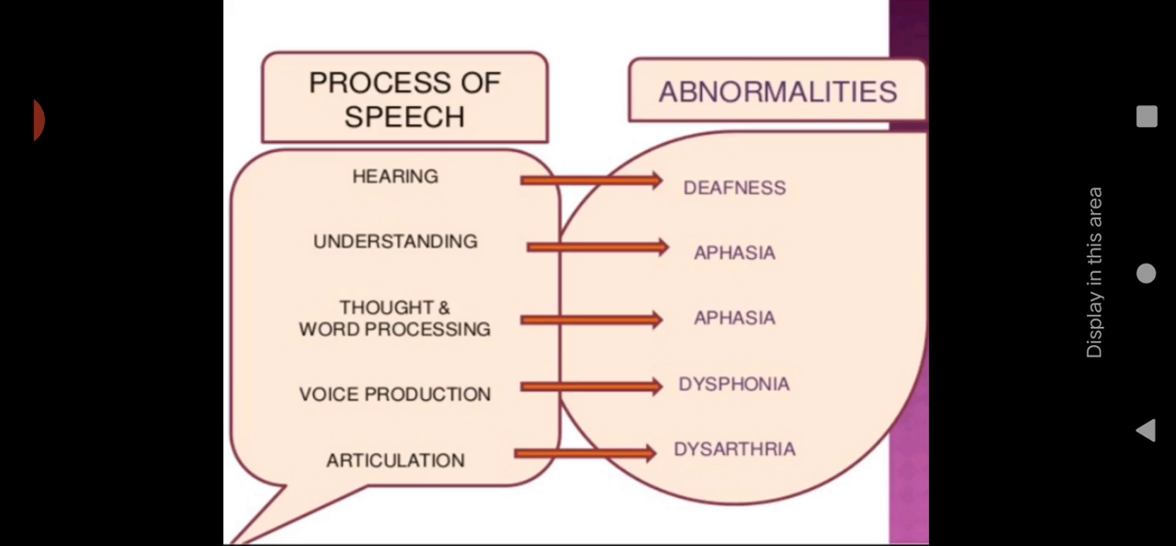And abnormalities means, if you are deaf, then you can't hear. If you have aphasia, it is a language disorder. If you have a language defect, if you can't understand the words properly, then again aphasia. Then dysphonia, you can't produce the sound properly. And dysarthria, difficulty in pronunciation. So these are the abnormalities you can see in the process of speech.